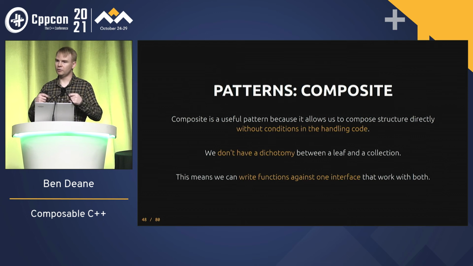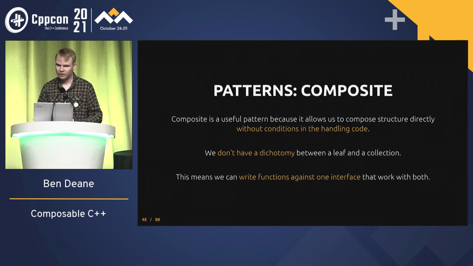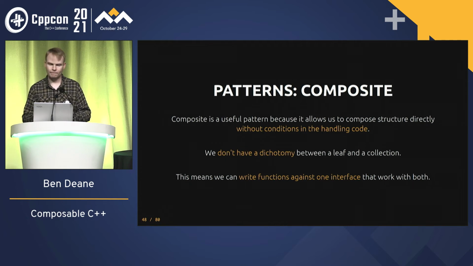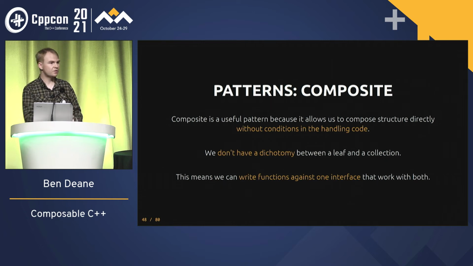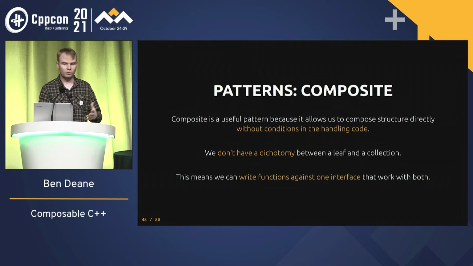So, saying that another way, what makes that useful? What makes it useful is that you don't have to have that condition in the handling code, right? You don't have to think about that dichotomy between a leaf or a collection at the calling code. You just call draw. You can write functions against one interface, and it works for the whole hierarchy, the whole composite.